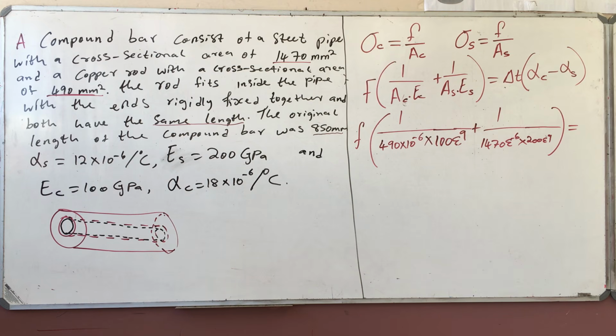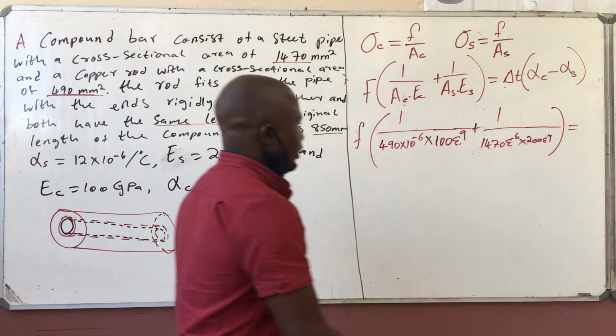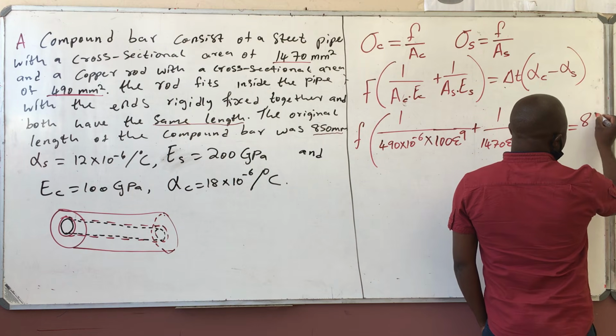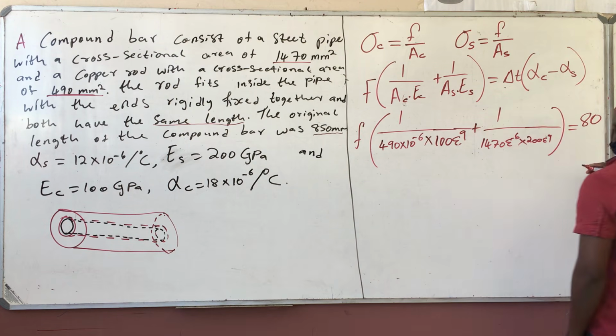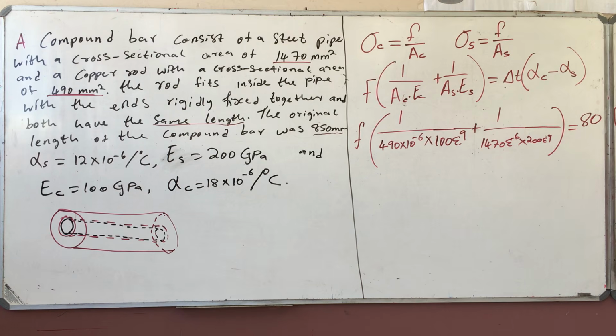Do you understand that one? Yes. The temperature has changed from 20 degrees Celsius to 100 degrees Celsius. What will be the value of change in temperature? It is 80, meaning here is 80 in brackets. Do not jump the page. This one will be 18 exponent negative 6 minus 12 exponent negative 6.